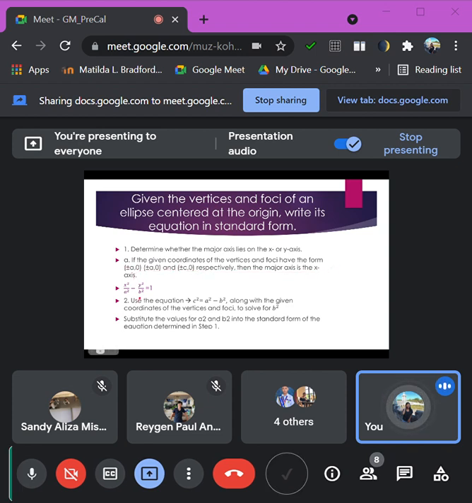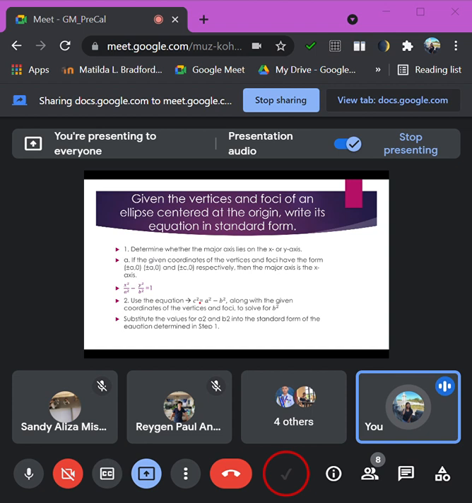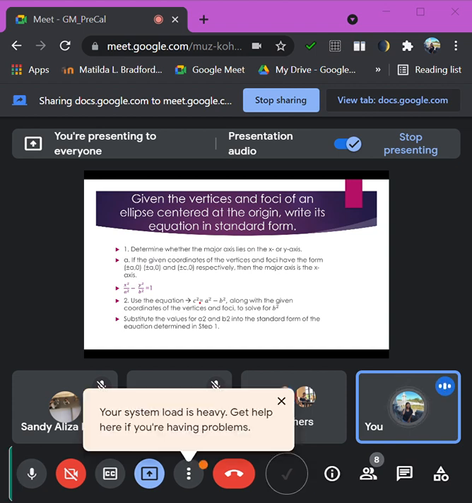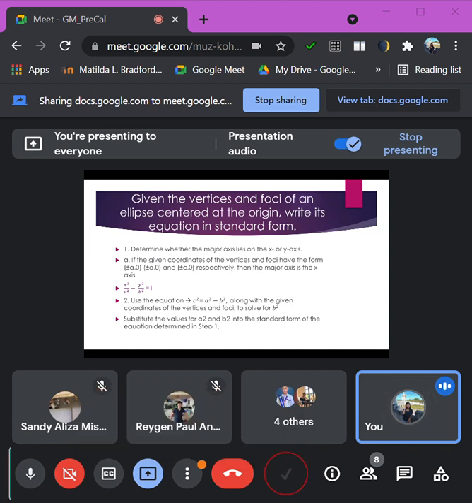So you have there, gamiton na din nato ang formula: x squared over a squared plus y squared over b squared equals 1. So, mag-use na dayon ta sa atong problem number 2. Step number 2: use the equation c squared equals a squared minus b squared, along with the given coordinates of the vertices and the foci to solve the b squared.